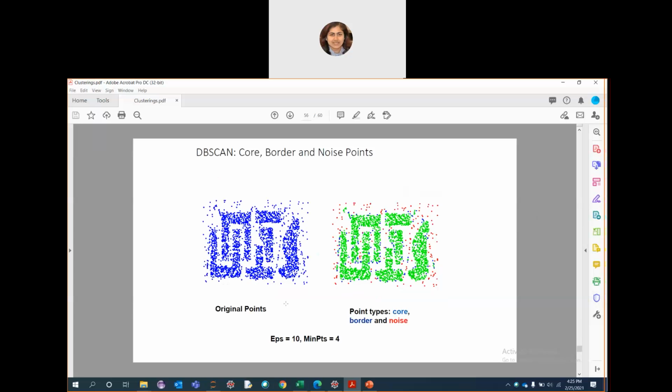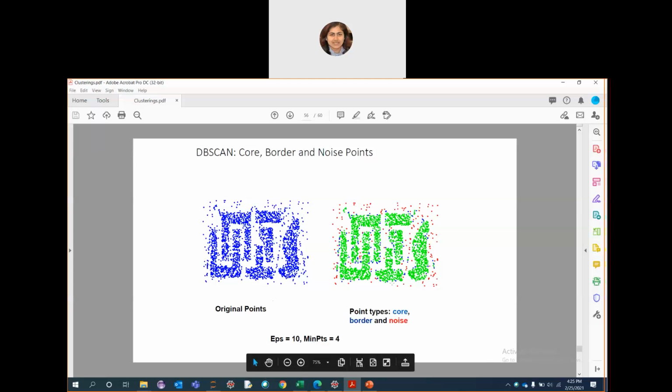Next, suppose we are considering an epsilon value of 10 and min points of 4. You see the two pictures here. These are the original points, and depending upon the color values, we are differentiating them into core, border and noise points. So epsilon 10 means what? It specifies that the points should be close to each other, within a distance of 10, to be part of a cluster. That is the epsilon.